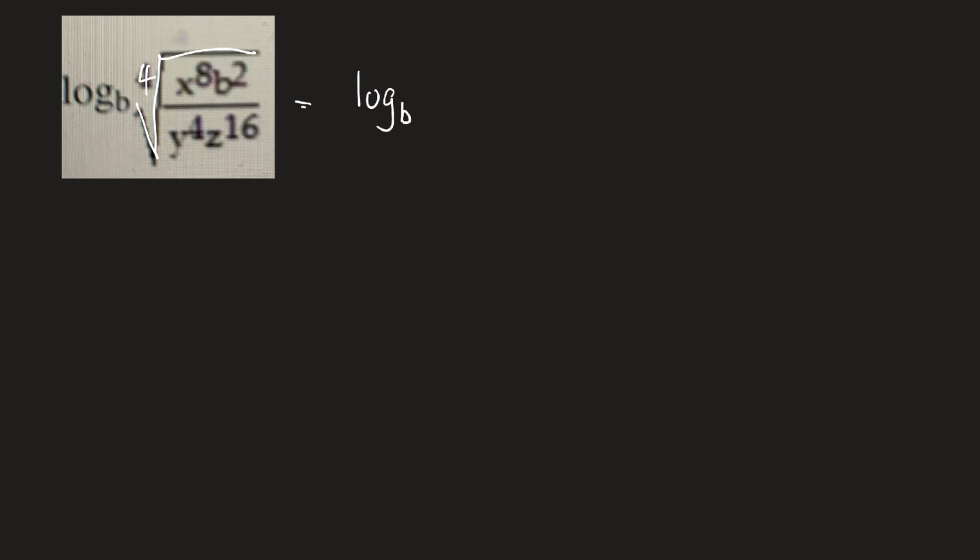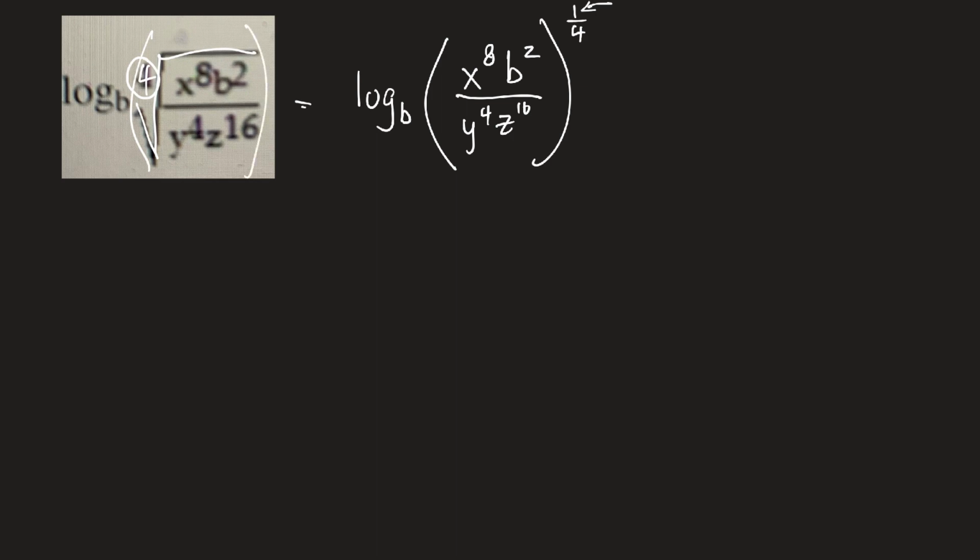So I'd have log base b of all of that stuff, 8x to the 8th b squared over y to the 4th z to the 16th, all to that. Since this is the fourth root, this will be 1/4. Because this number is a 1 up at the top there, because you could think of this whole radical being raised to the first exponent. That's why you get a 1.